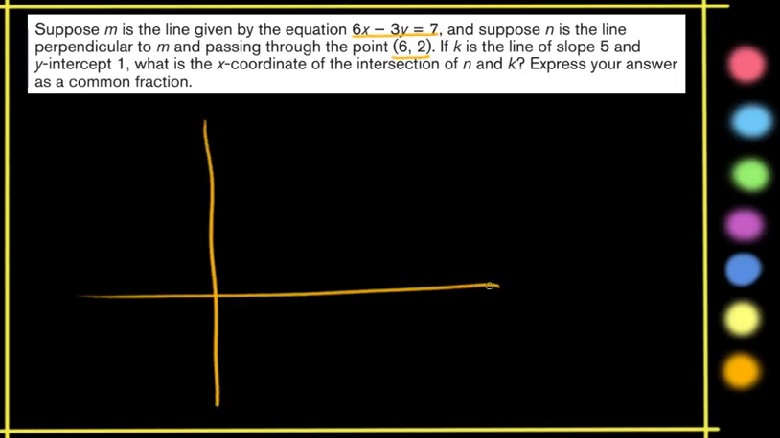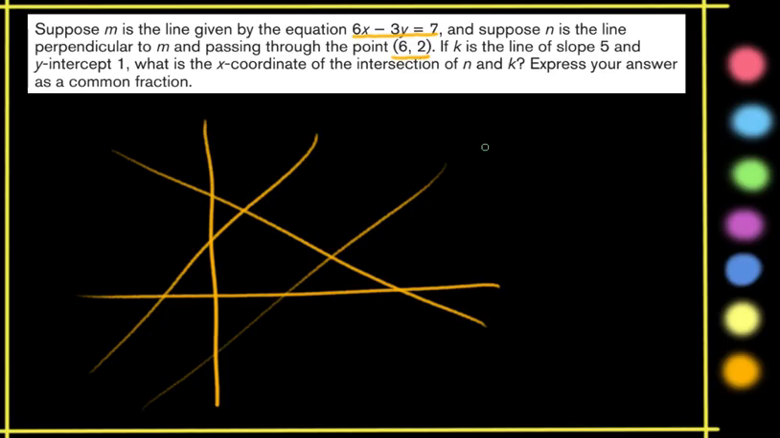Okay, so we've got these 3 lines. I'm not going to graph how they really are, but one of them is here, another one is parallel to it, and then we've got another one here. So the first one was line M, the second one was line N, and the third one was line K. And I didn't graph them correctly. Wait, I said that wrong. The second one is perpendicular. So let me just start over here.